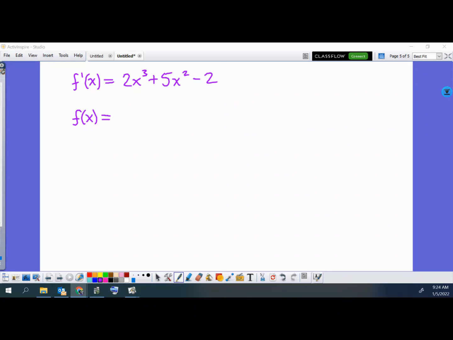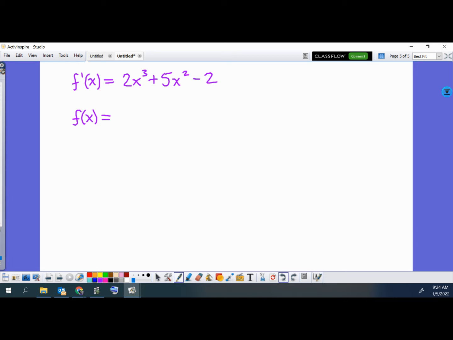All right, so we're looking at antiderivatives, which is exactly what it sounds like, right? We've been doing derivatives pretty much all year. And an antiderivative is an inverse of a derivative. So what we have here is we're given a derivative. We're given f prime of x, and we're asked to find f of x from that.